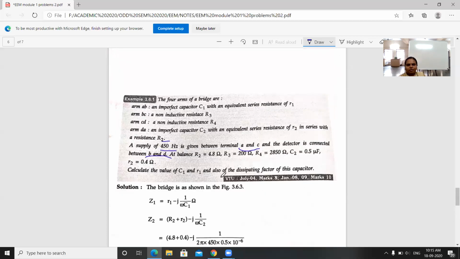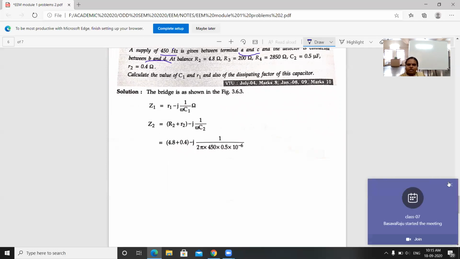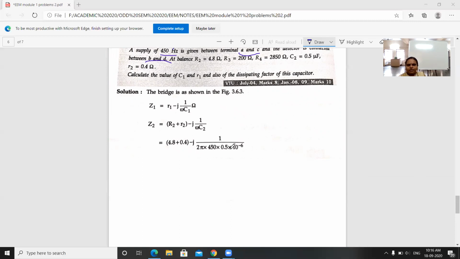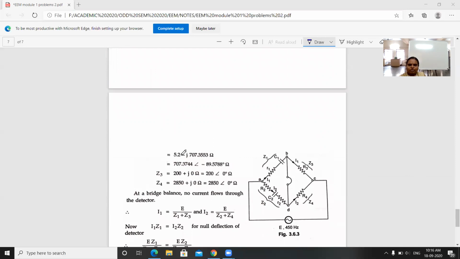F, which is given as 450 Hertz here, into C2, which is 0.5 into 10 raised to minus 6. If you solve, you will be getting 5.2 minus j 707.3553 ohms. It is in rectangular form, converted to polar form. So you'll be getting 707.3744 with the angle of minus 89.5788 degrees ohms.